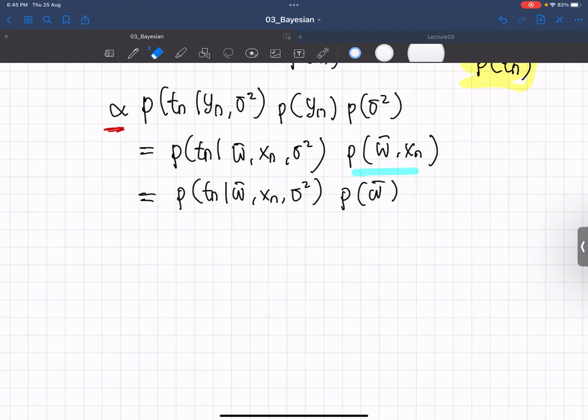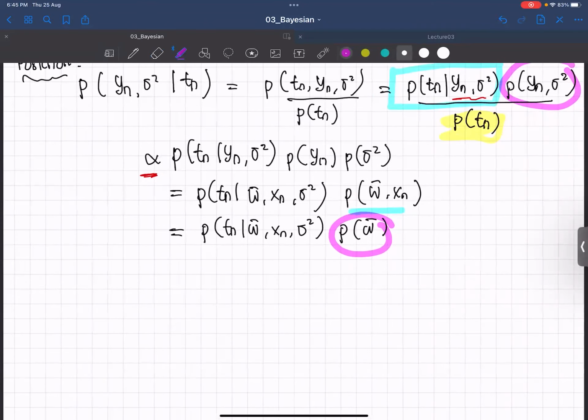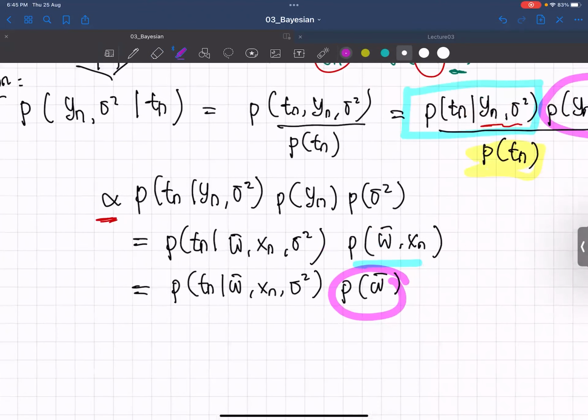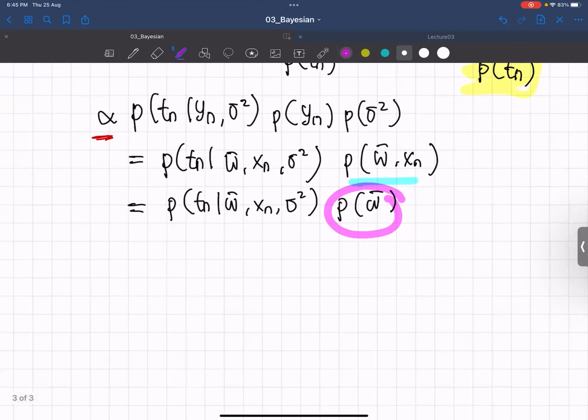Well, if you assume that P of W equals 1 or uniform, then you revert to MLE. The MAP here will be useless. So for the sake of learning MAP, we should not define P of W equals 1. We have to do something there. We have to define it. We have to find a function to define P of W. So now the question is what kind of function can we define.